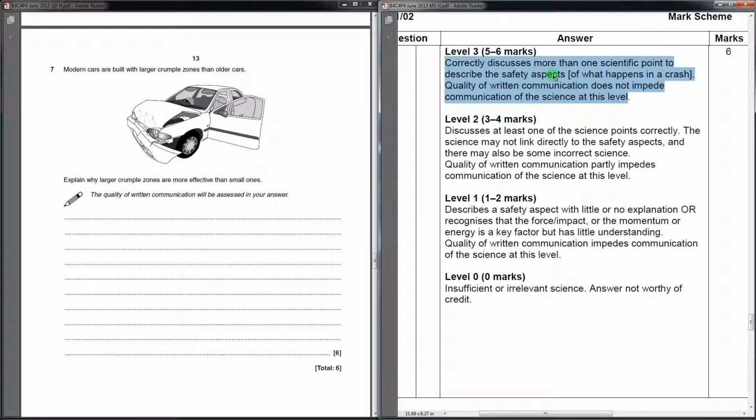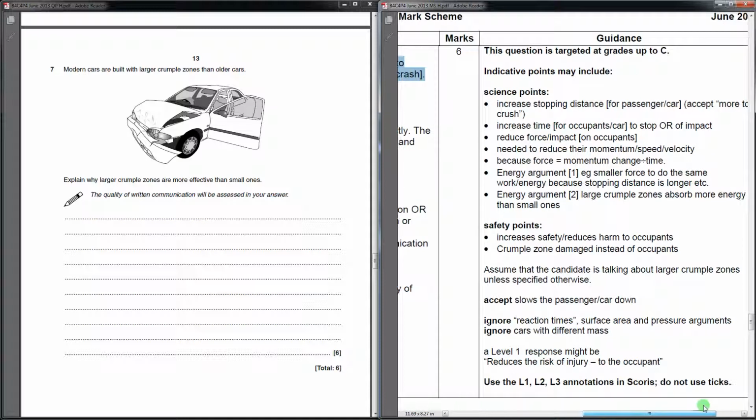For the very highest mark, you've got to mention multiple different points. Multiple scientific points of what happens in the crash. So you'd have to have several of these bullet points mentioned. For the 3 to 4 marks, 1 or 2 of them mentioned, and they don't necessarily have to join up in a nice logical argument.